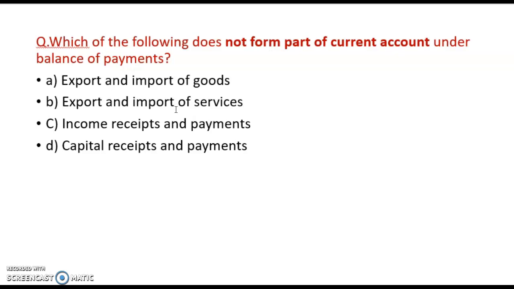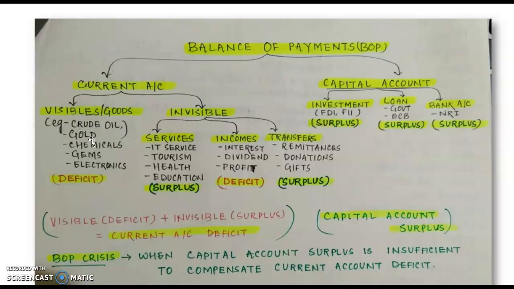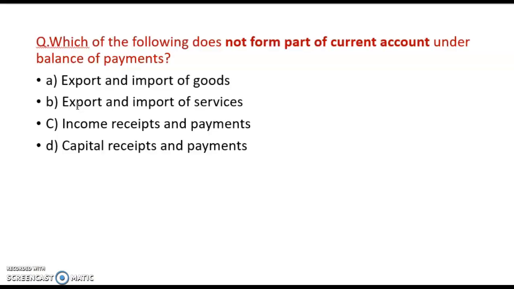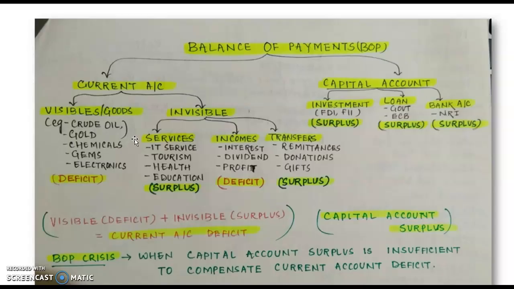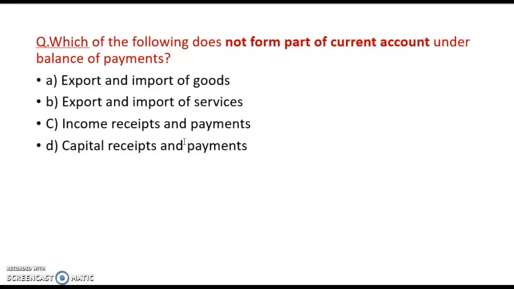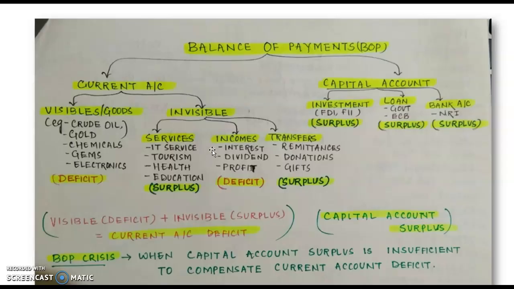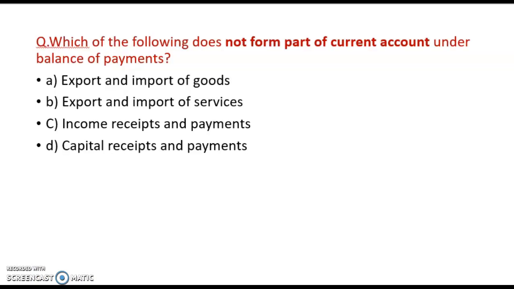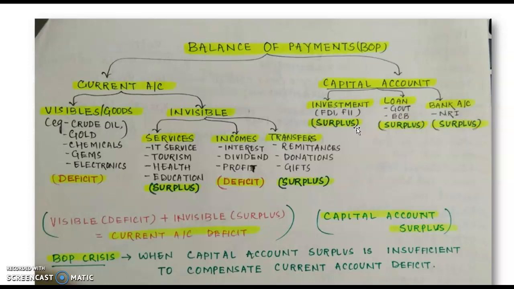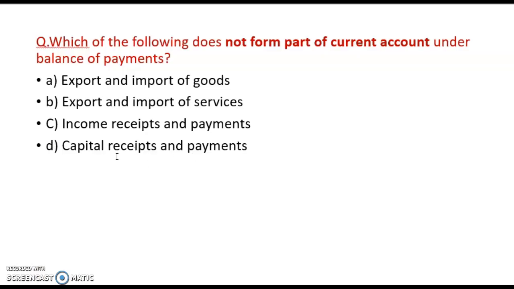Export and import of goods, this is a part of current account. Export and import of services, this is a part of current account, right? Income receipt and payment, this is a part of invisible, and invisible is a part of current account, right? The last one is capital receipt and payment. Just look at this, capital receipt and payment comes under the capital account, right? So the last one will be the answer, that does not form a part of the current account. So this one is your answer, right?